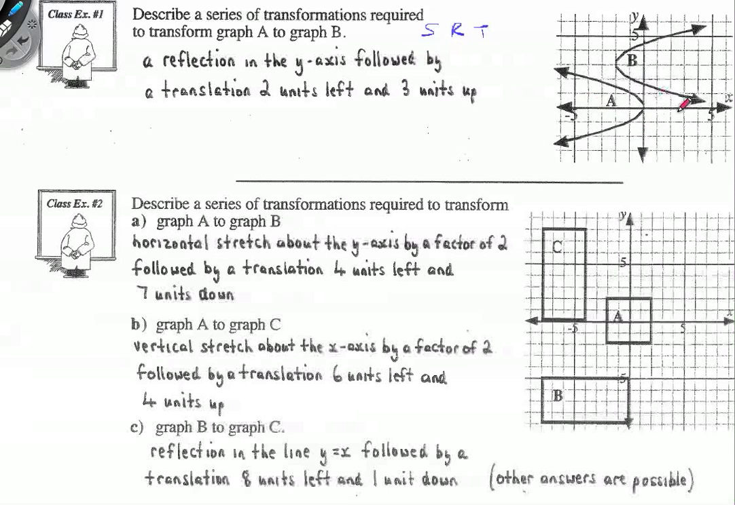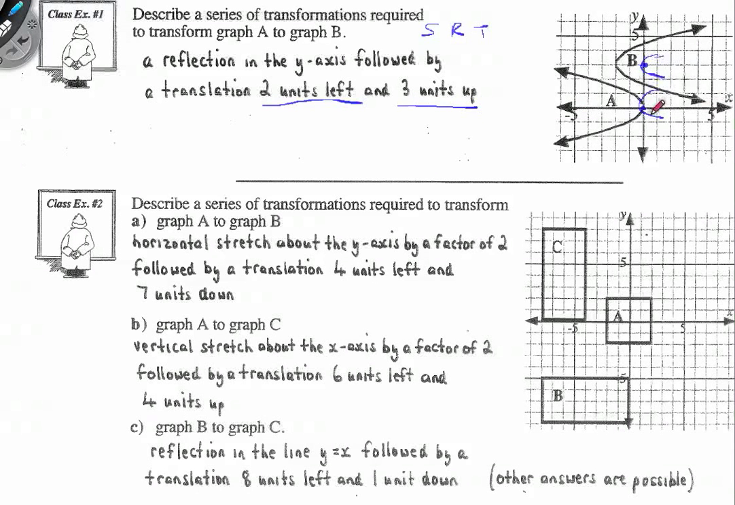So what does that mean? All the x's are becoming negative, for example. And then this looks like it's been moved up to here. This vertex, once it's reflected, would have been moved up to here. So it looks like a translation 3 units up, because this graph would have been here if it's been reflected. So it's now here, 3 units up and 2 units to the left. So they say 2 units left, 3 units up. It doesn't really matter what order that's in.